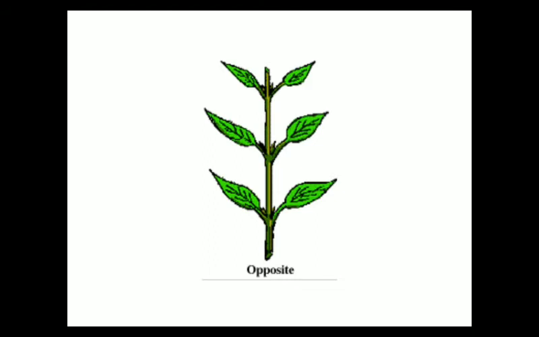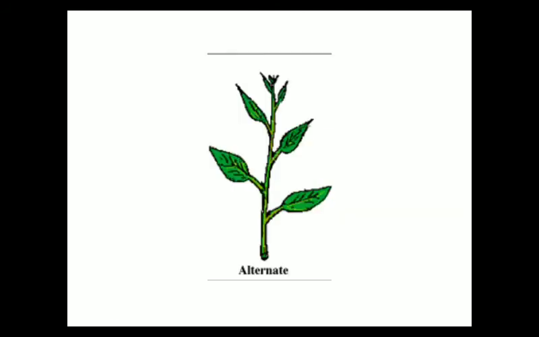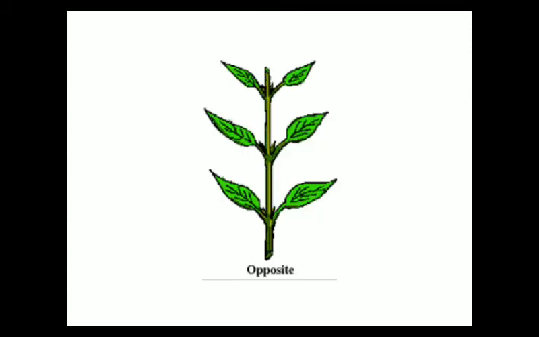For example, from this node, one pair of leaves will arise. From this node, one pair of leaves will arise. From here also a pair of leaves will arise. And finally, they will be opposite in orientation. Such a type of phyllotaxy is known as opposite phyllotaxy. So this is the difference between alternate and opposite. This is a diagram of alternate phyllotaxy, and this is the diagram of opposite phyllotaxy.